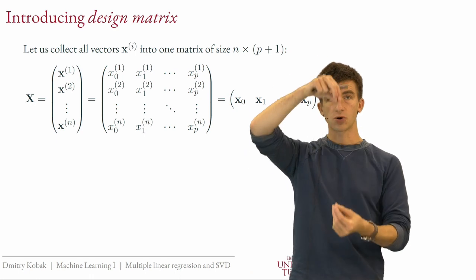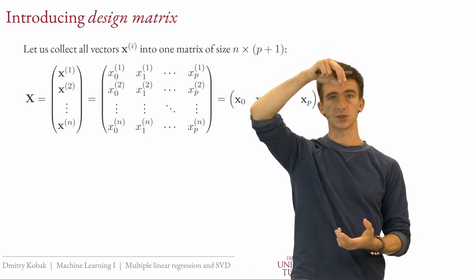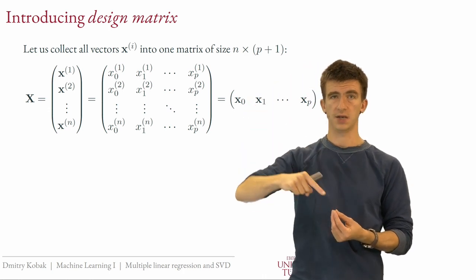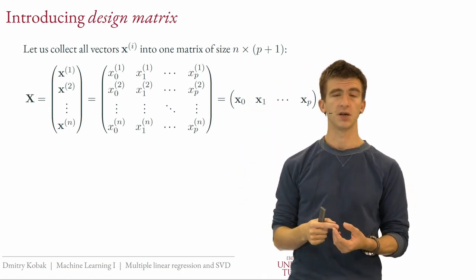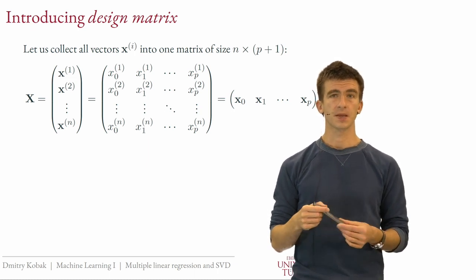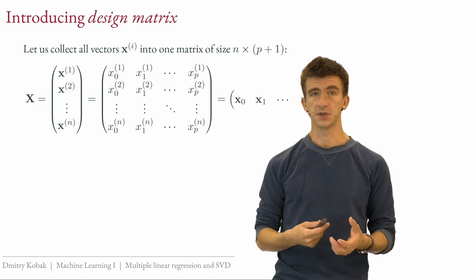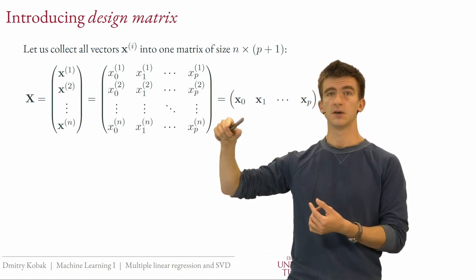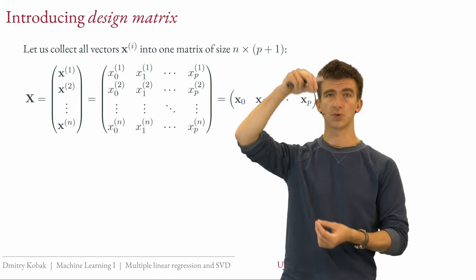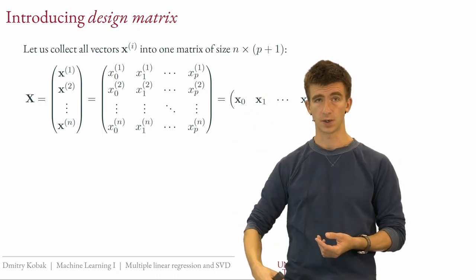You can also look at the columns, and this will be your feature. If you look at the first column, that's the value of x1 over all training examples. I will call this a feature vector, x1 for example, all values of your first feature. And then you have p feature vectors plus an additional intercept feature vector, which is just 1, 1, 1, 1, 1.